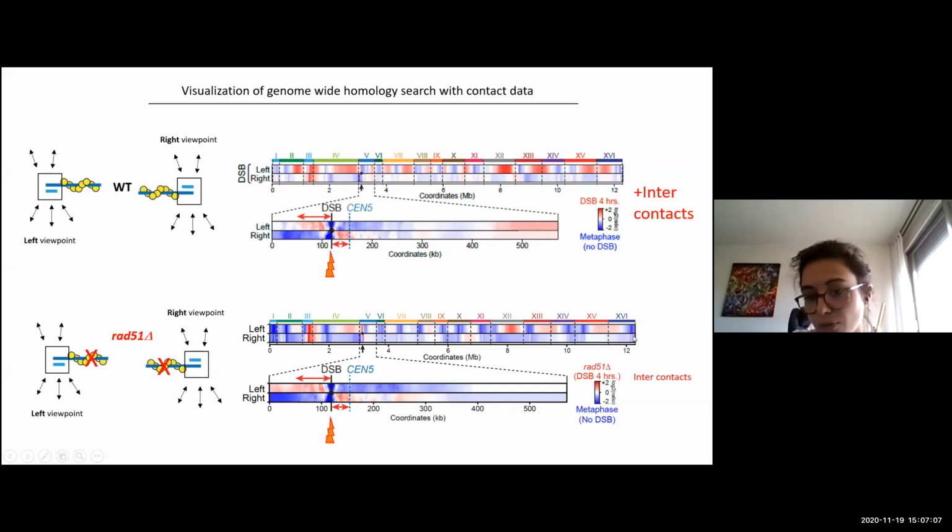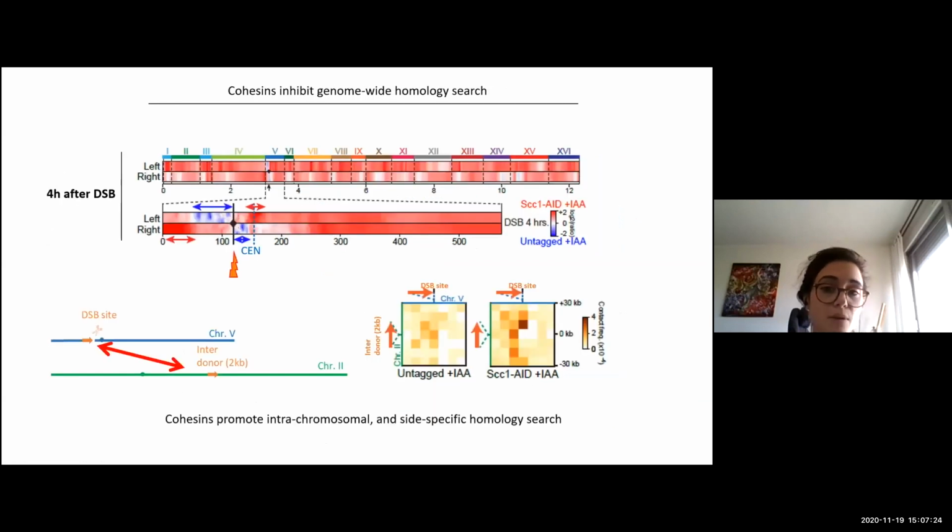We don't observe so much red signal. This is not the case for the cis contacts, as if the exploration in cis was depending on other mechanisms. So we can use this approach to visualize homology search genome-wide. So the question we had is: is global genome organization influencing homology search?